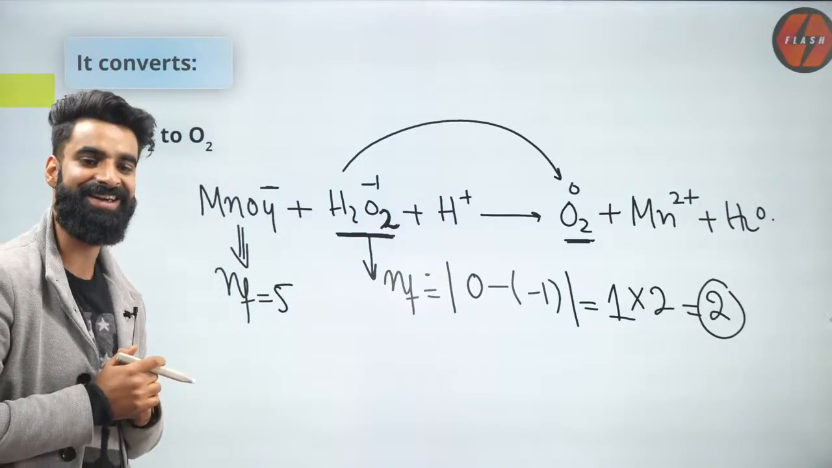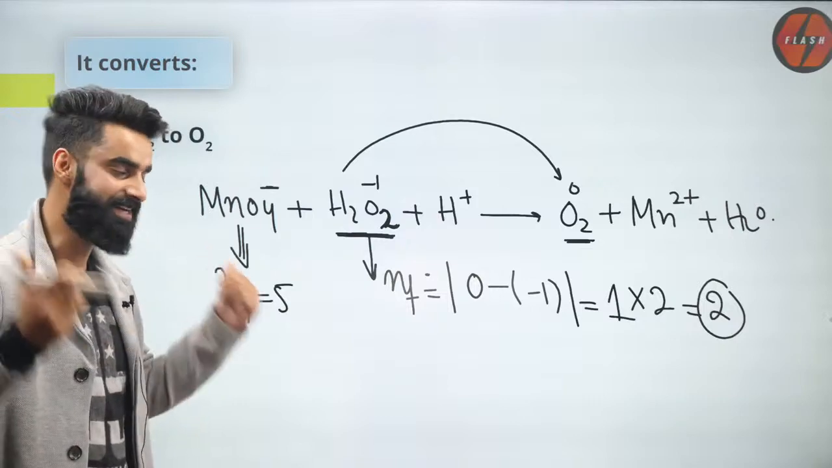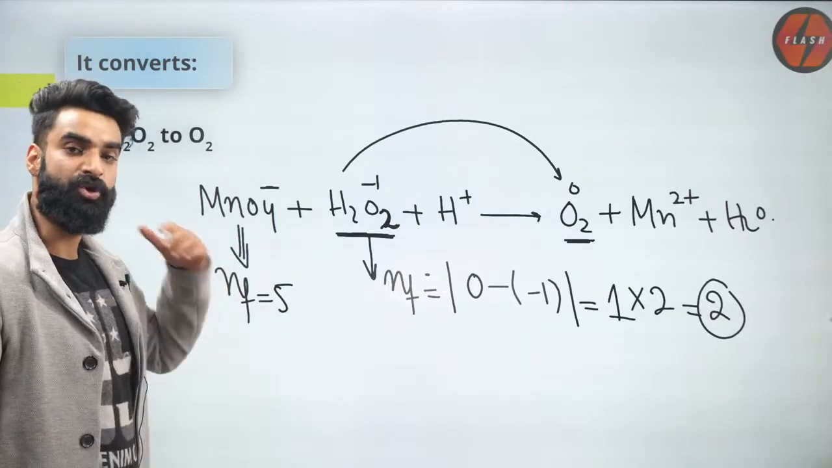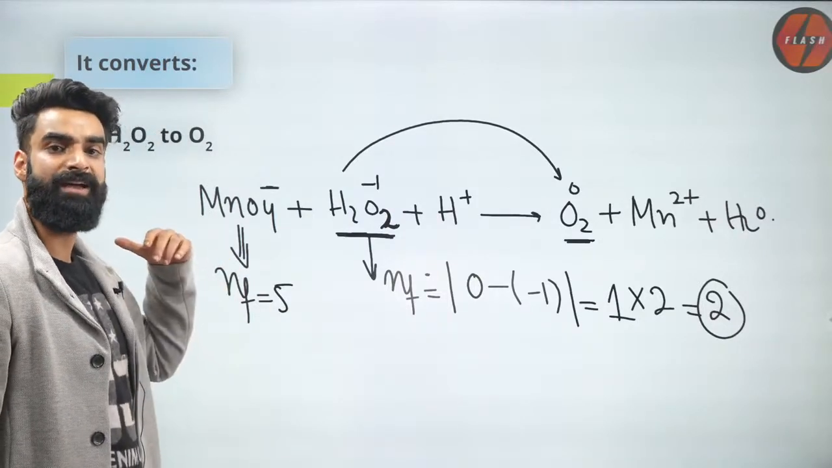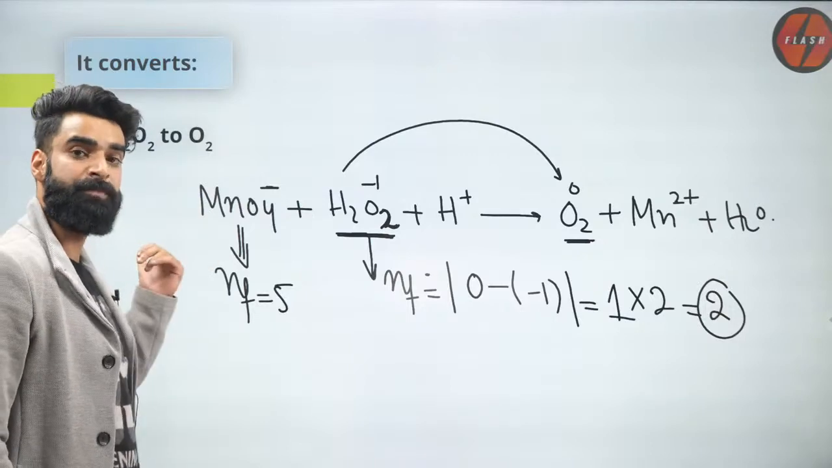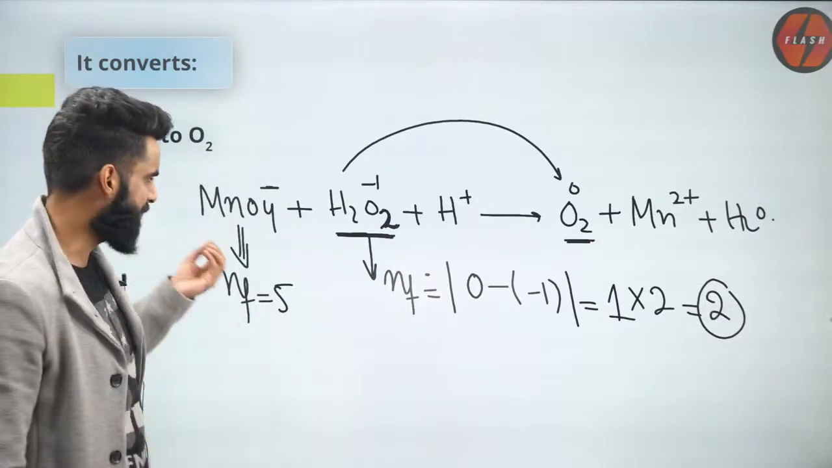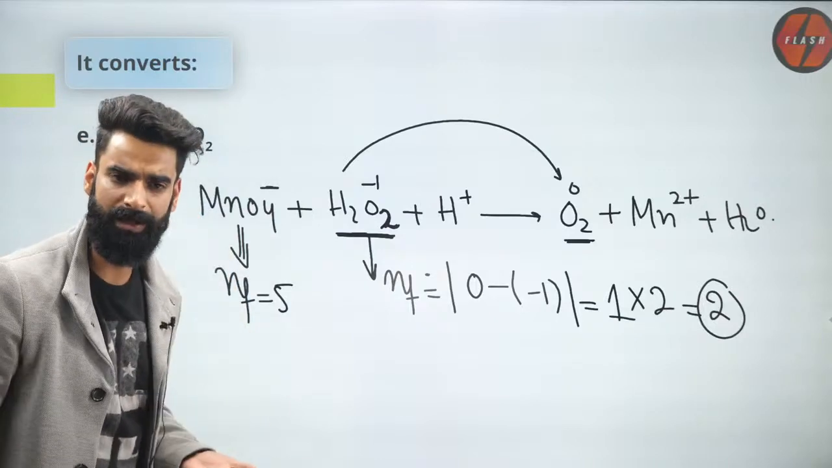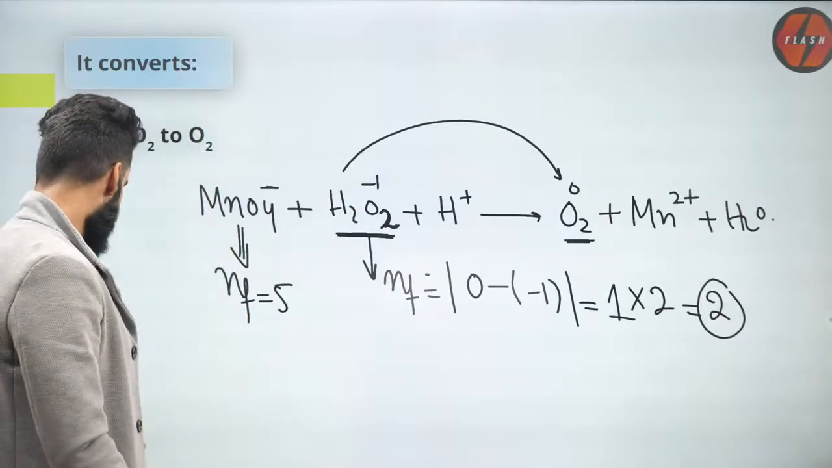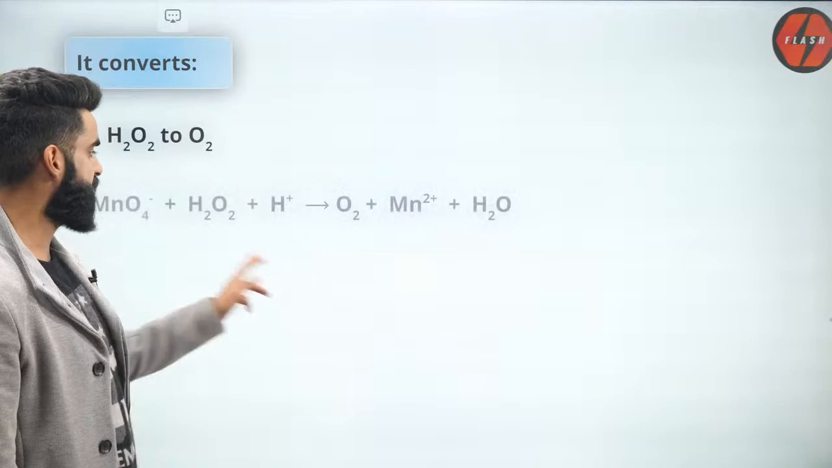Wonderful. Great, guys. So remember, your MnO4 negative converts hydrogen peroxide to oxygen, and you can calculate the N factor over here as well, right? Okay, I'm moving on to the next one.